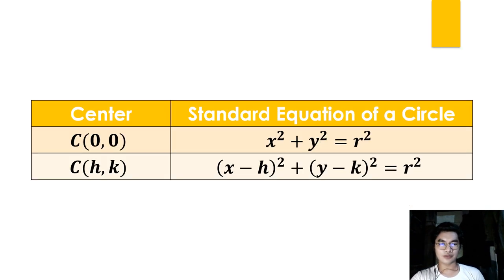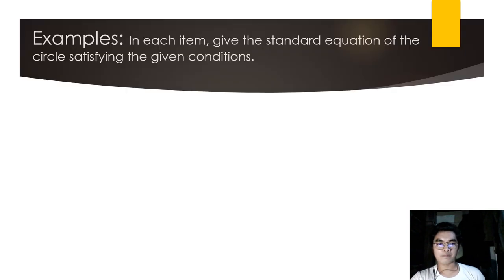To sum it up using this table, for the first column, we have the center (0, 0) and then (h, k). The standard equation of the circle having the center (0, 0) is x squared plus y squared equals r squared. Next, the standard equation of the circle having the center (h, k) is the square of x minus h plus the square of y minus k equals r squared. So let us proceed to examples.